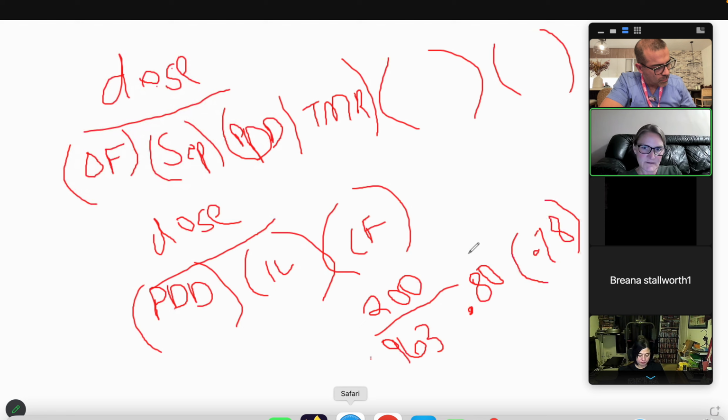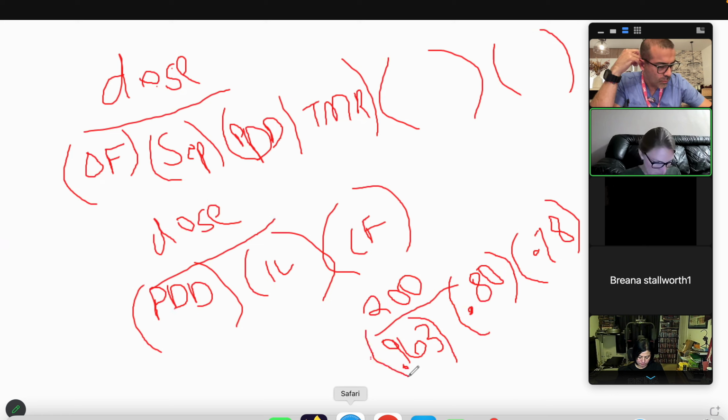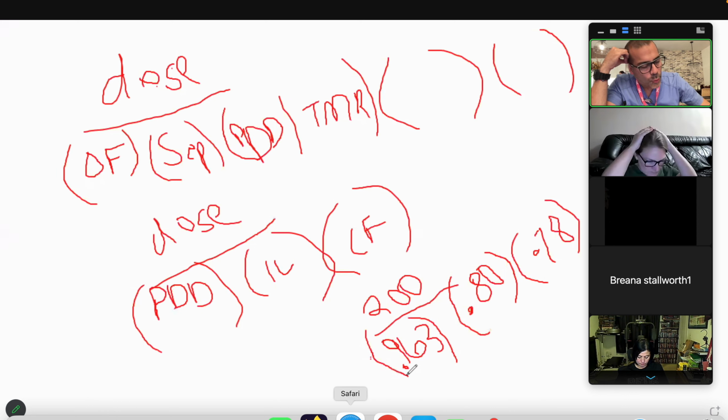So if someone has a calculator and they can multiply 0.963 by 0.80 by 0.78, you should get some number. 0.60. Then divide 200 by 0.60. 333. All right, so we're going to need 333 monitor units to deliver 200 centigray to the 80% isodose line with the 9 MeV cone with all those factors.